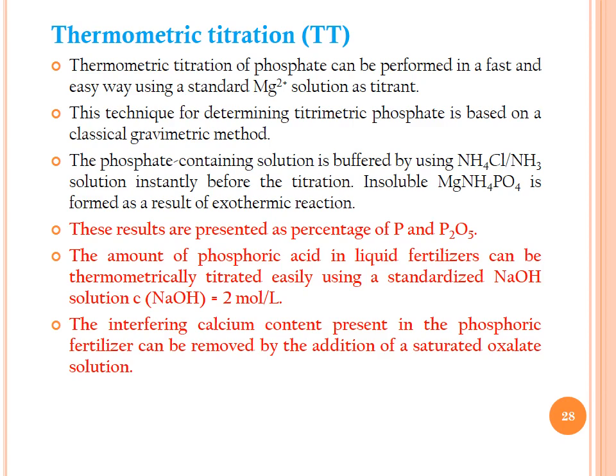The interfering calcium content present in the phosphoric fertilizer can be removed by addition of saturated oxalate solution. In this way, using the TT, we can determine the quality of the various types of fertilizers. So this is all about the TT, meaning the thermometric titration.